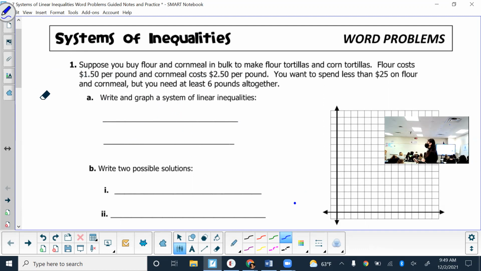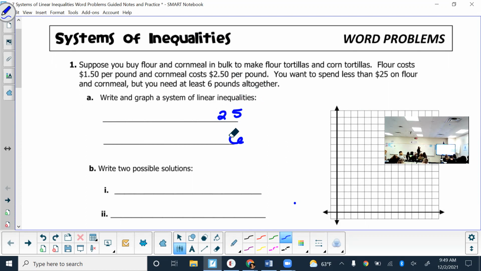An easy way to start would be to look for any totals. So what is a total that's on here? And I don't mean like the $1.50 per pound, that's like a rate. I'm looking for a total. $25. And what else? 6 pounds. So those are our totals. That's an easy way to start because the totals are usually by themselves on one side of the symbol.